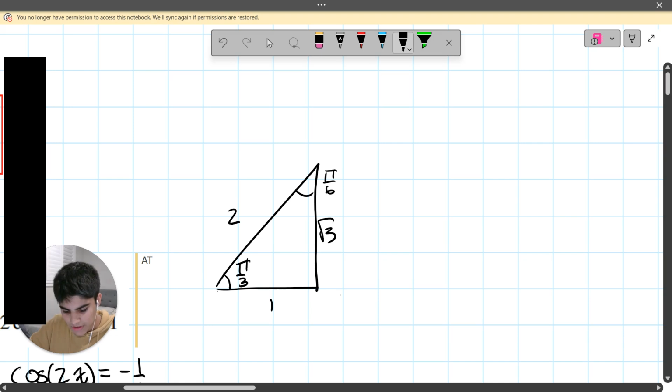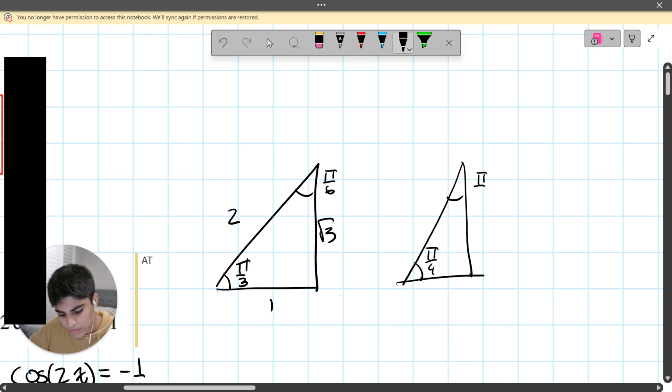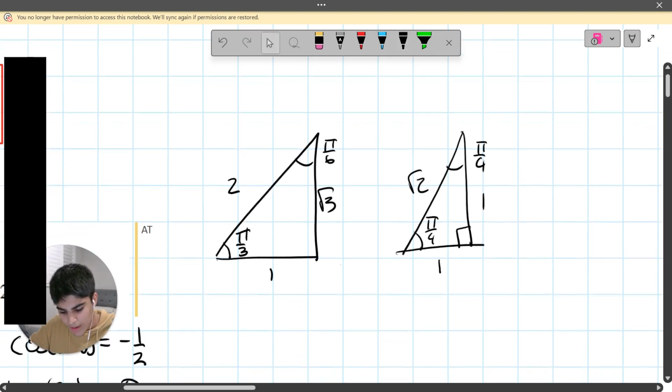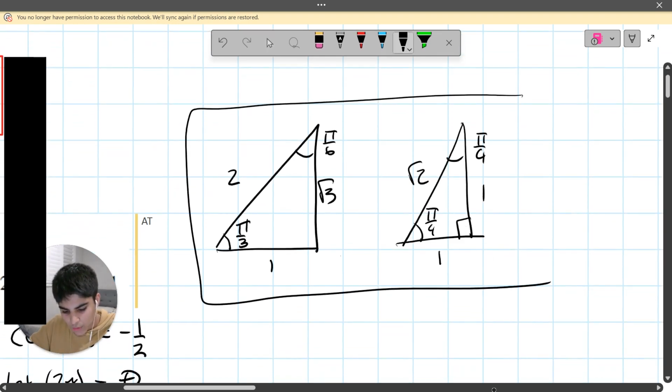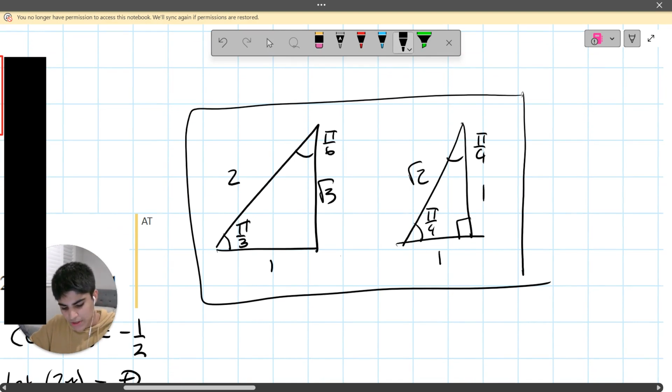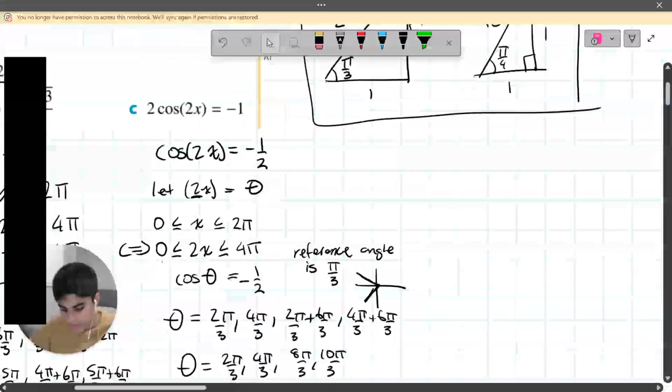And the second special triangle is pi on 4, pi on 4, 1, root 2. Remember all of these. If you want to make your life 1000% easier, remember these two special triangles. Let's move on.